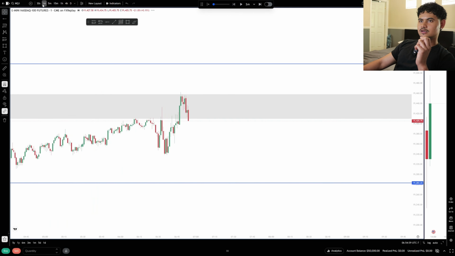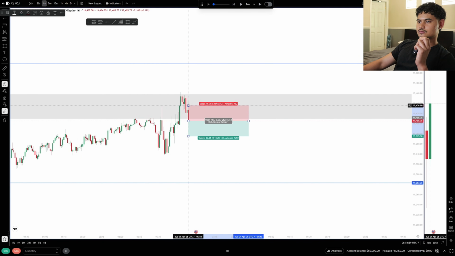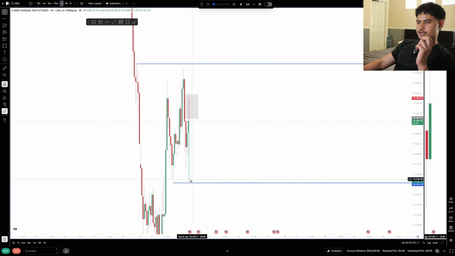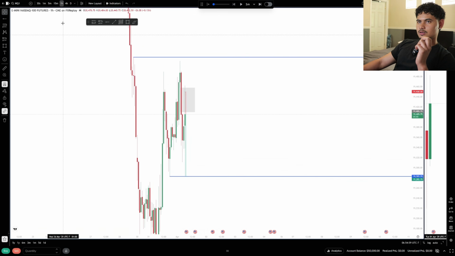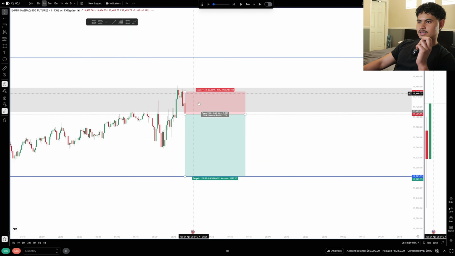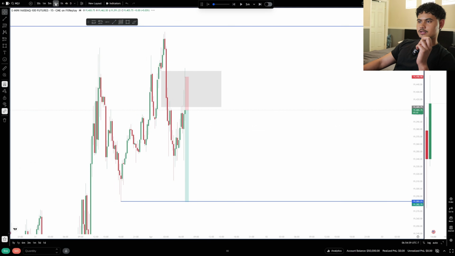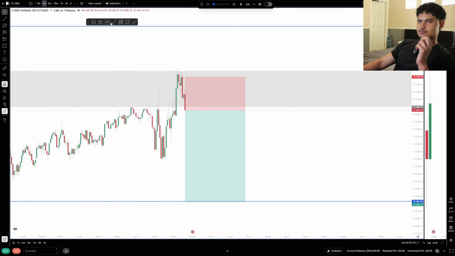Okay. Tapped in this 15 right here. I like this right here. I'm going to actually, what do I want to target? Okay, I'm still going to target this low right here. And I'm going to go break even at this low right here.